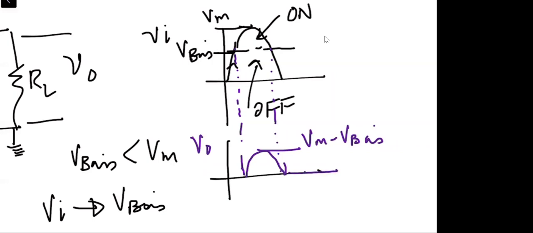And for the negative half cycle, again the diode remains in the off situation, and when it remains in the off situation, the output will be a flat one during this time and during this time, right?